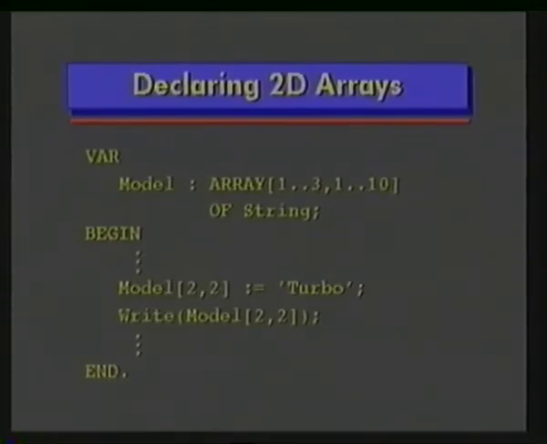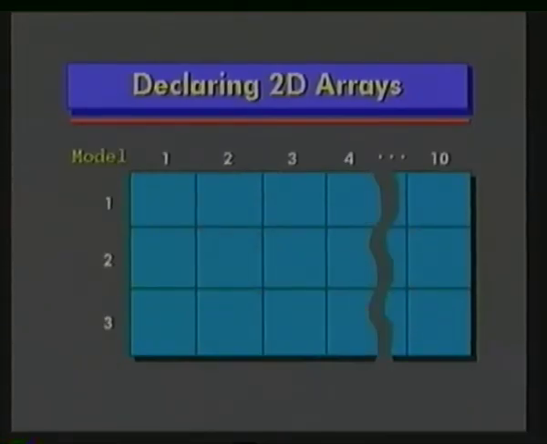Since the first dimension has a range of 3 and the second 10, the total number of data bins in this array is 3 times 10, or 30. You can think of it as a table of rows and columns, like a spreadsheet, with 3 rows and 10 columns. This array can hold a total of 30 different model names of sports cars, with up to 10 model names for every brand name. To access elements in a 2-dimensional array, you need to specify both the row and the column.